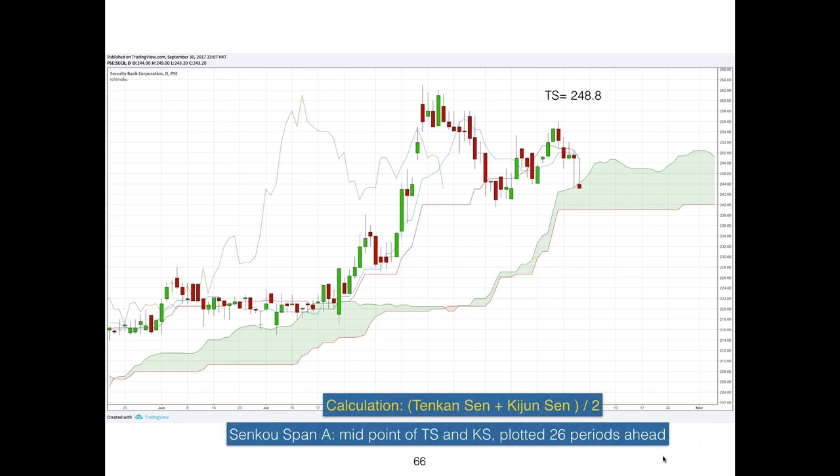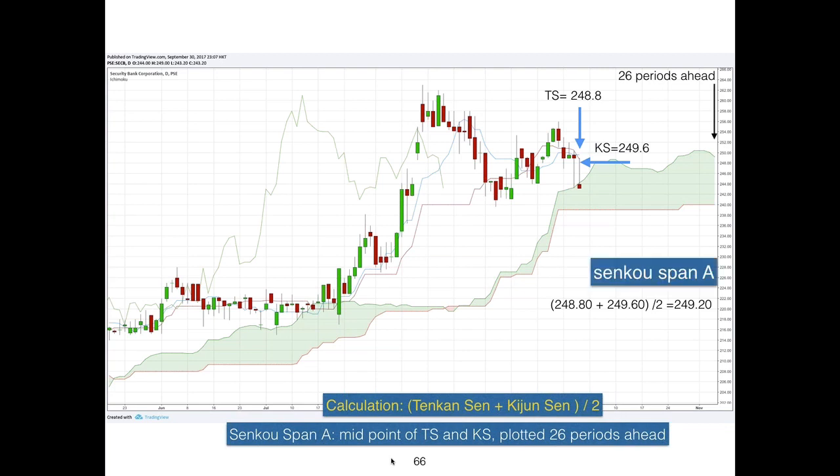The Senkou Span A is the average of the Tenkan-sen and Kijun-sen lines. So get the value of the Tenkan-sen line and the value of the Kijun-sen, divide that by 2. Then we plot this value 26 time periods ahead. So in this chart, the Tenkan-sen is 248.8. The Kijun-sen is 249.6. We add these two and then divide the sum by 2 to get the Senkou Span A, which is at 249.20, and we plot that value 26 periods ahead.